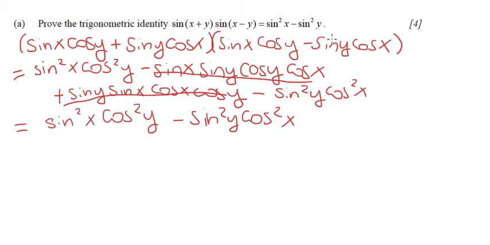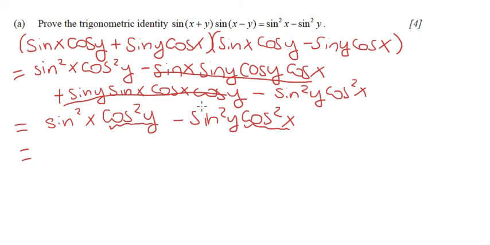This is what we want, right? We want this. Notice that there's no cosines in what we want, and yet we do have cosines in our answer. So what I want to do here is replace these cosines with something without cosines. And the easiest way to do that would be to use your Pythagorean identity.